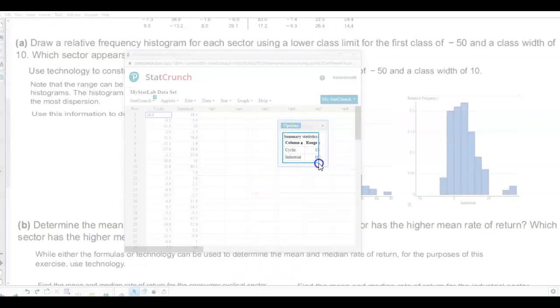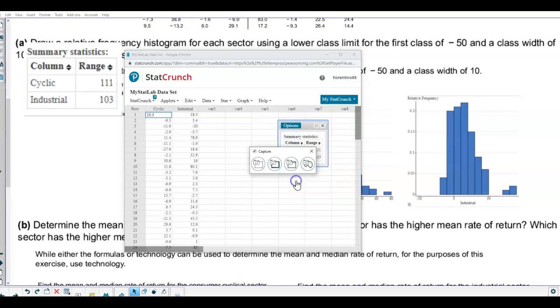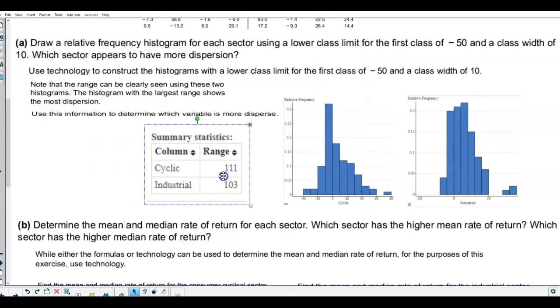And then we can see that the cyclic has more of a range than the industrial. You can see that it is more spread out than the industrial. You want to be able to look at the graph and already see that it's more spread out here than it is for the industrial, but looking at the range is one way of being able to determine that.